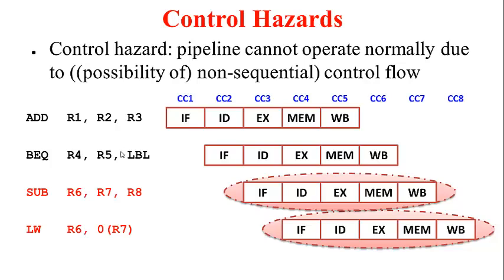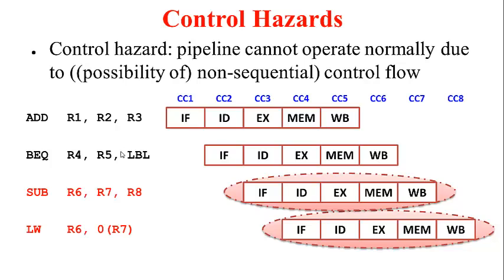A control hazard is nothing but a situation where the pipeline cannot operate normally due to non-sequential control flow. That is, in any normal program, you are going to have control flow which is not necessarily sequential. That is, you are going to have conditional and unconditional branches. When these instructions come into the pipeline, the mere possibility that there is going to be non-sequential control flow can cause the pipeline to not operate normally, and these are control hazards.